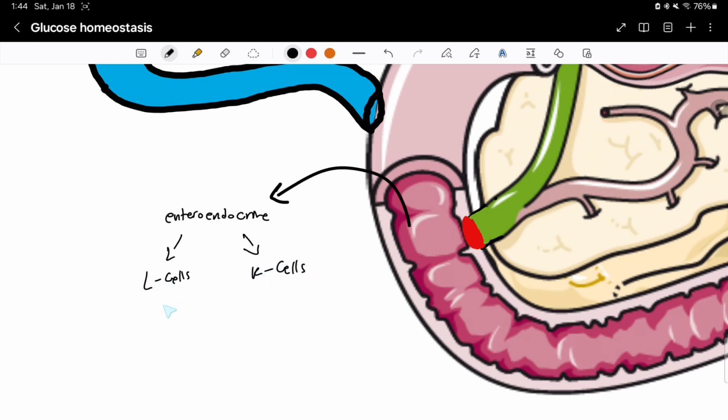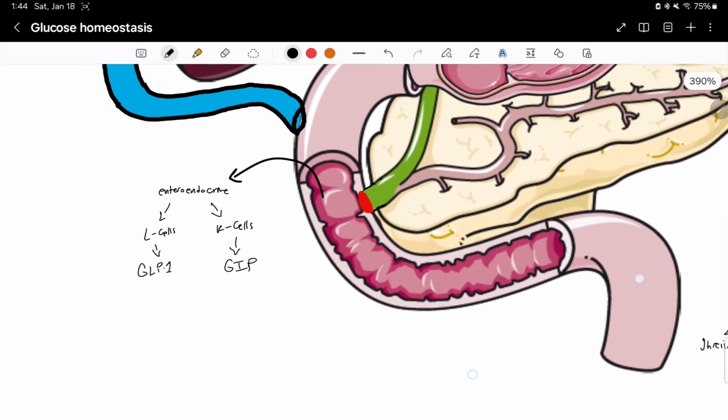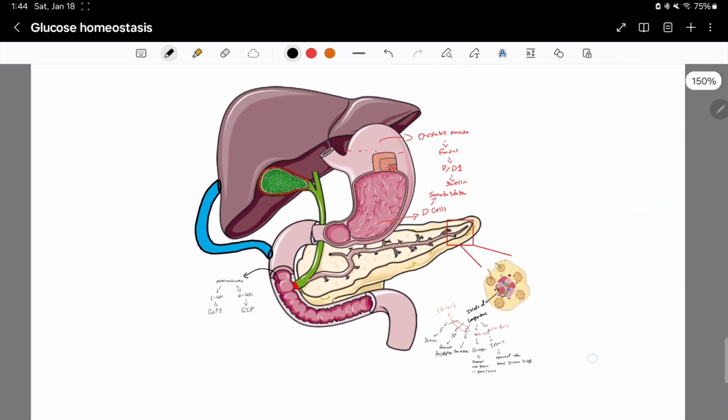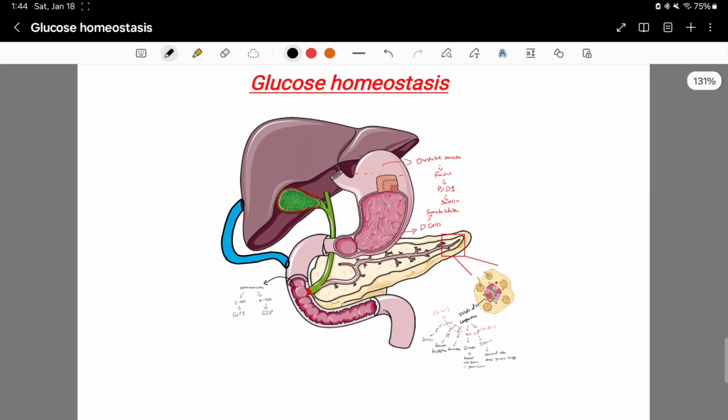Now, the L cells were making something known as GLP-1, glucagon-like peptide 1, and these K cells were making GIP, glucose-dependent insulinotropic peptide, sometimes even called gastric inhibitory peptide. And again, in the GI video, I mentioned why it's no longer called the gastric inhibitory peptide. Okay, so that's going to be that.